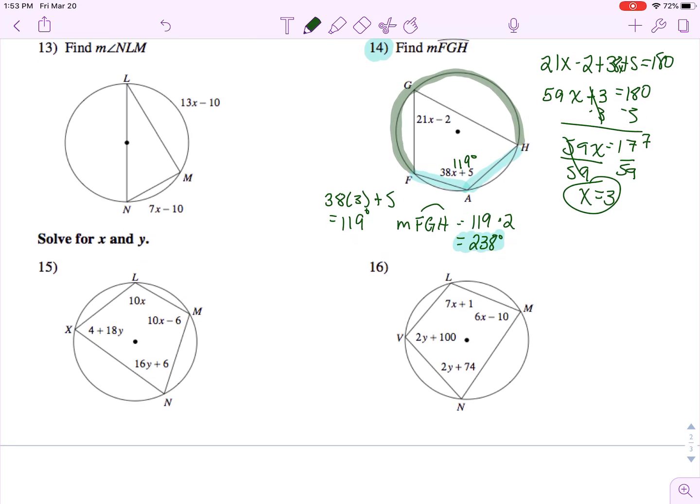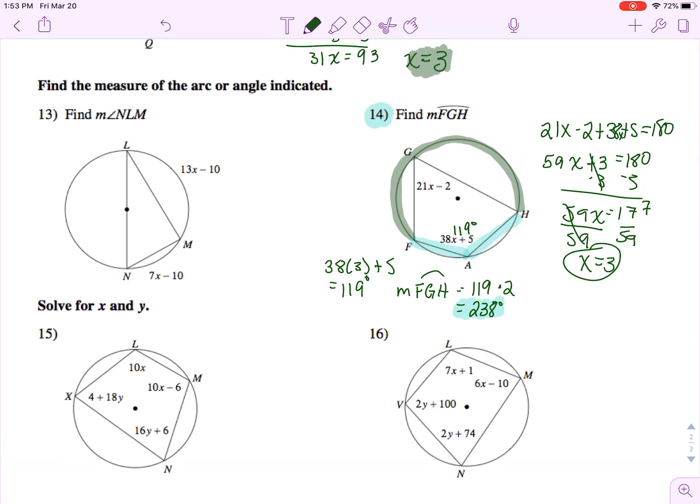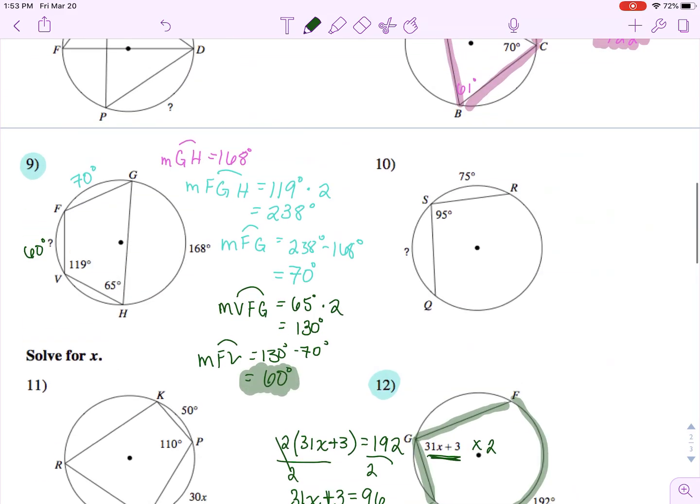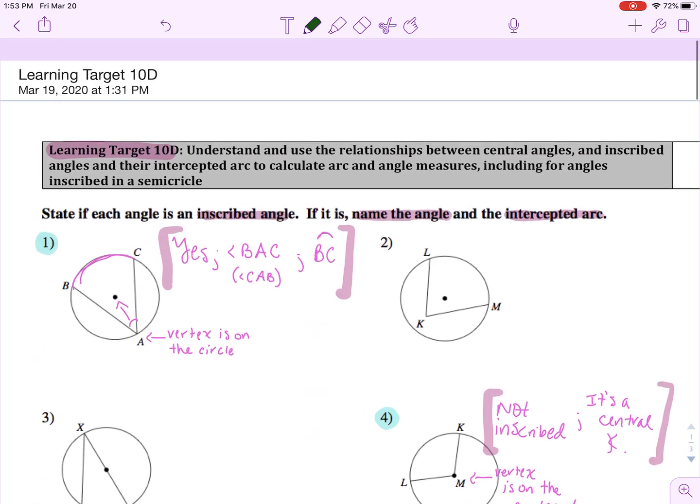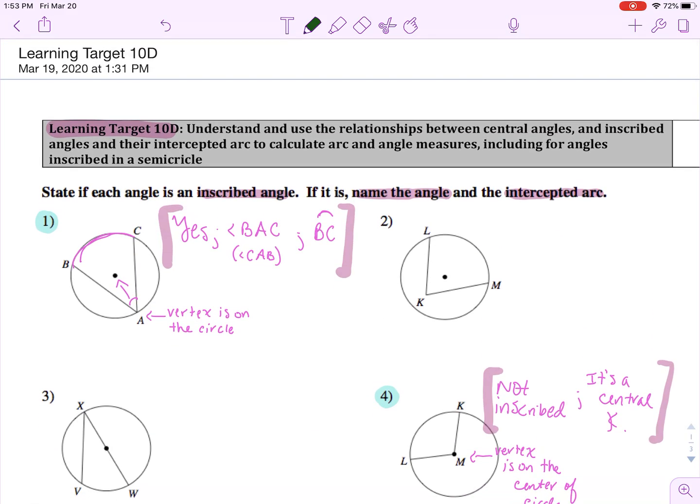Okay, that is the last one I'm going to do with you. So I hope this video was helpful in reviewing how to apply what we know about inscribed angles to find missing arcs, missing angles. Let me know if you have any further questions. Just shoot me an email.